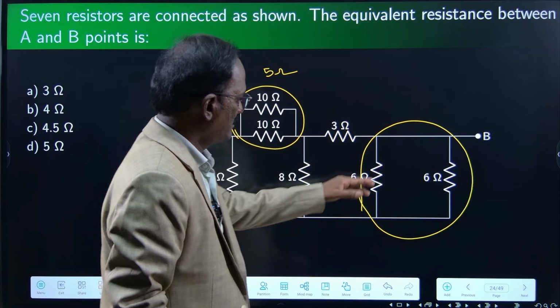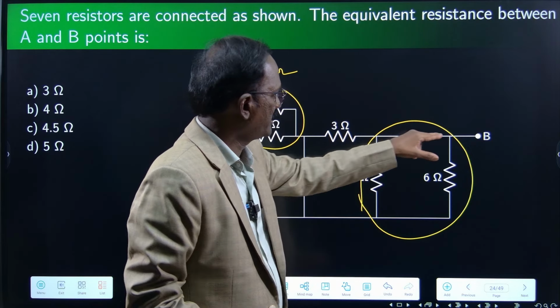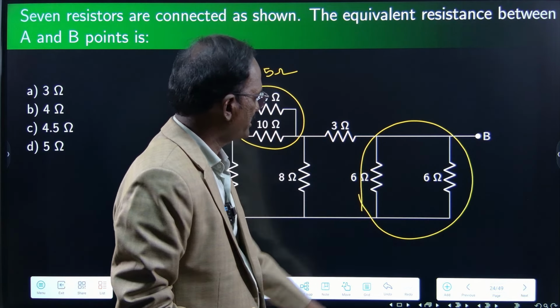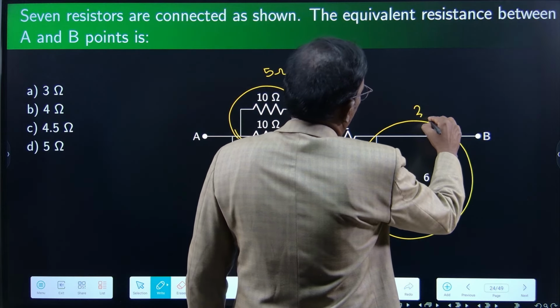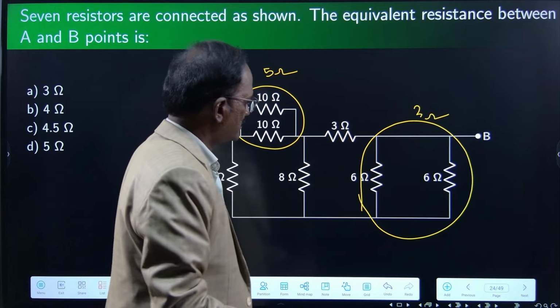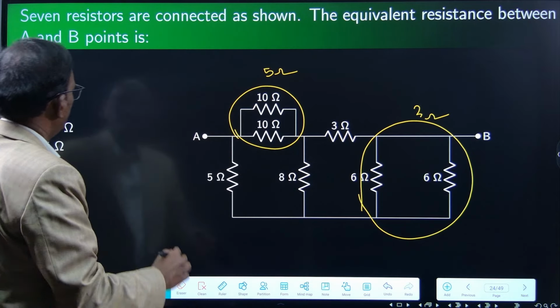These two ends have a common node, and this is also a common node. So 6 and 6 make 3 ohms. Immediately I can make it 5 ohms and 3 ohms. Let us redraw it.